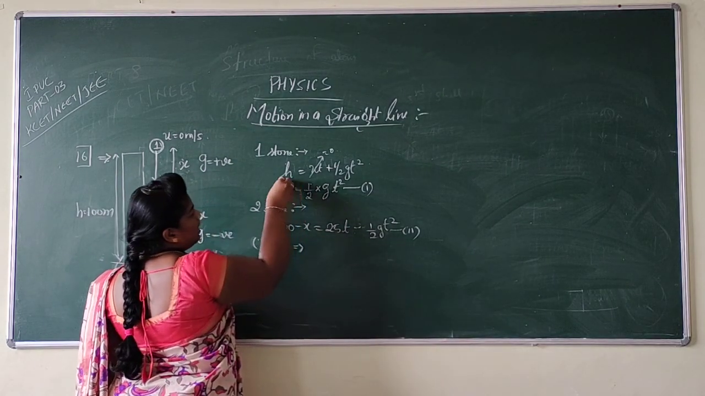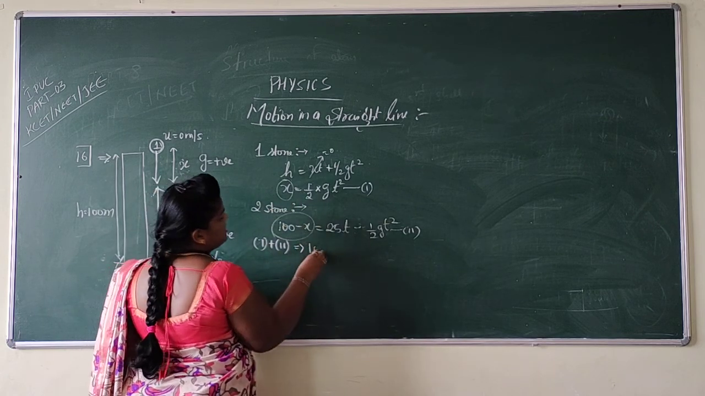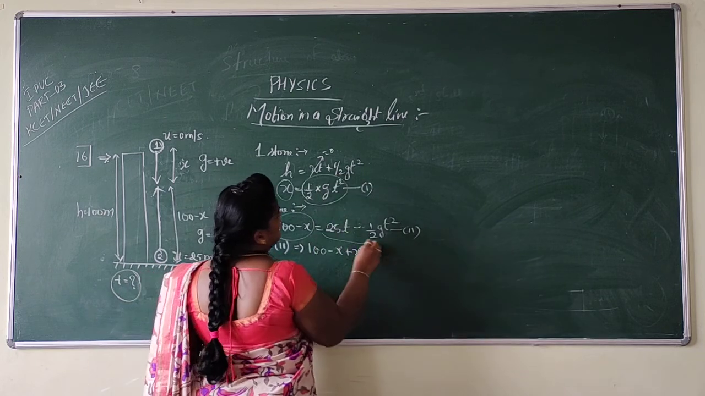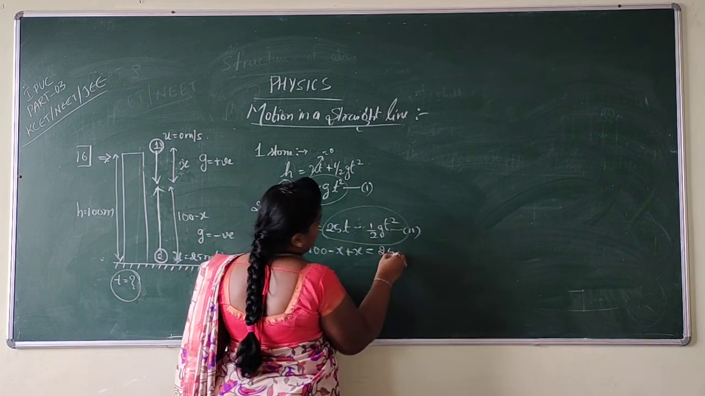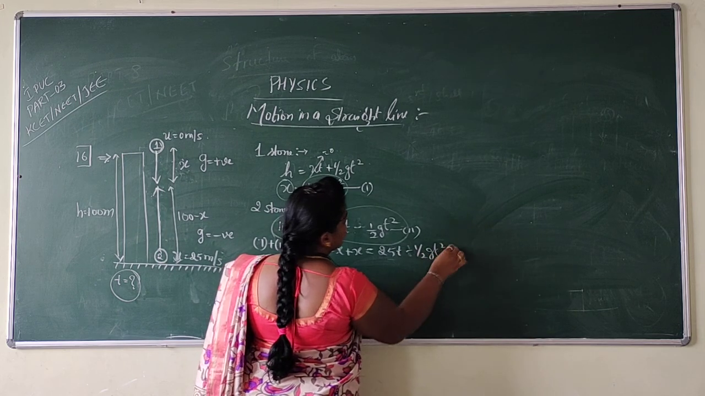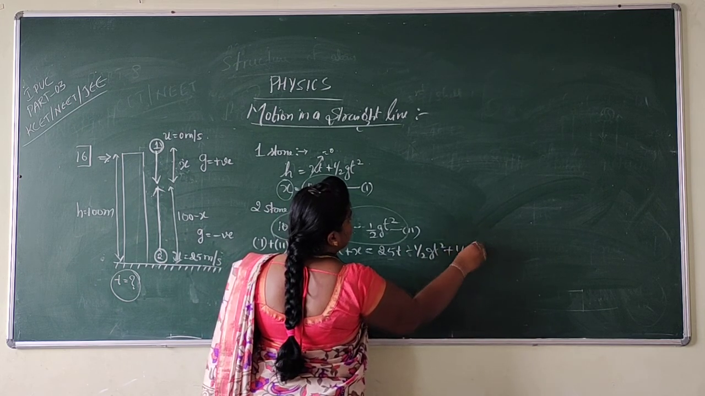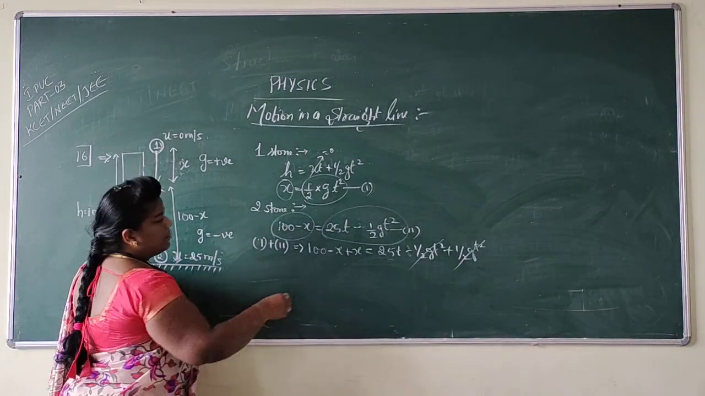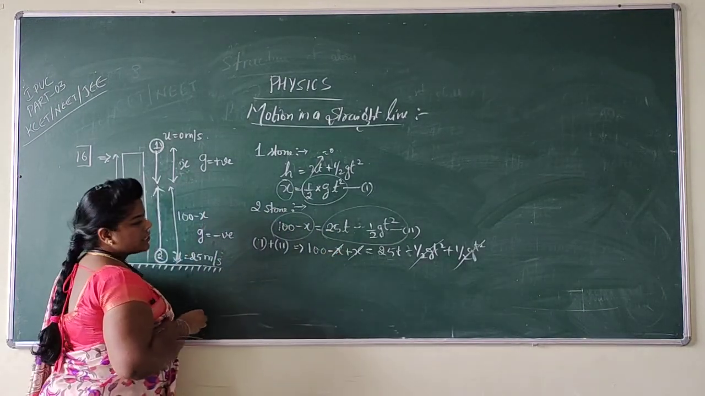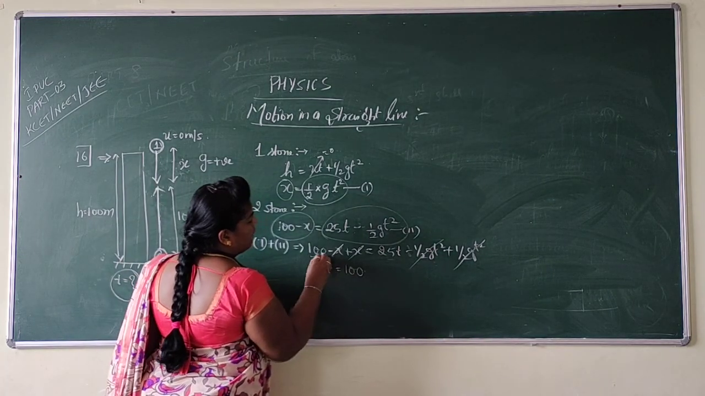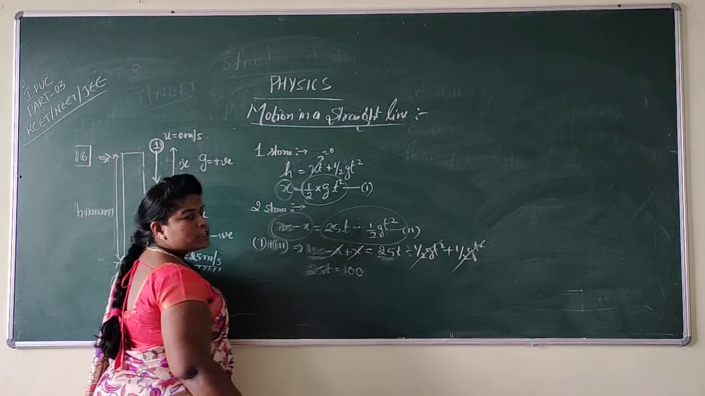What will it give? Add first these two terms: 100 minus x plus x. Now adding these terms, it becomes 25t plus gt square. Minus gt square plus gt square, plus and minus gt square cancel with each other. Plus x minus x cancel with each other. Remaining is 25t is equal to 100.